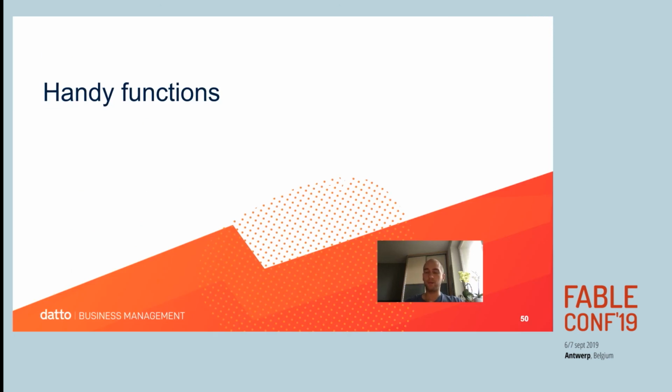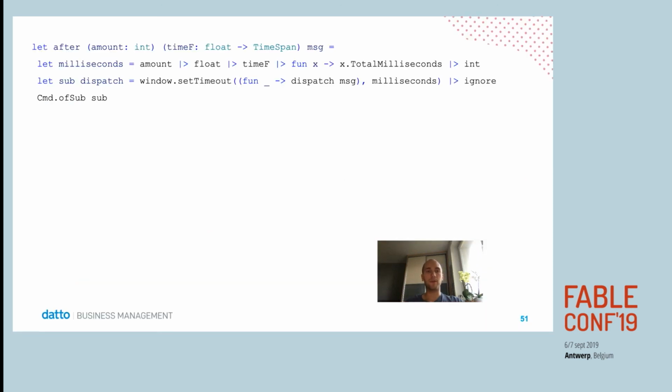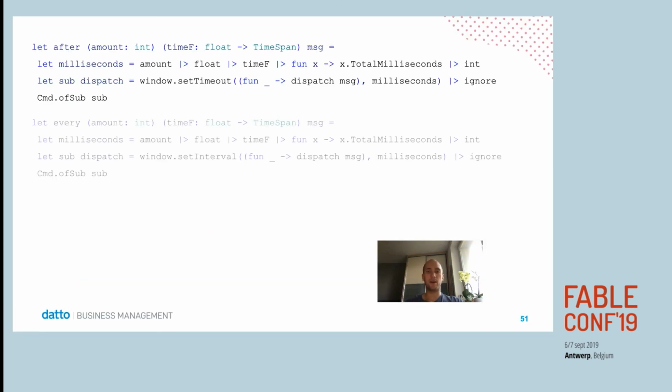And lastly, let me quickly talk about a set of handy functions that I came up with while working with the code. And the first set is really related to triggering messages after a specified period of time. I have two functions here, after and every, which correspondingly call either Window's setTimeout or setInterval. They take an amount as a parameter, a function from a number to time span, and a message to trigger after that time span.